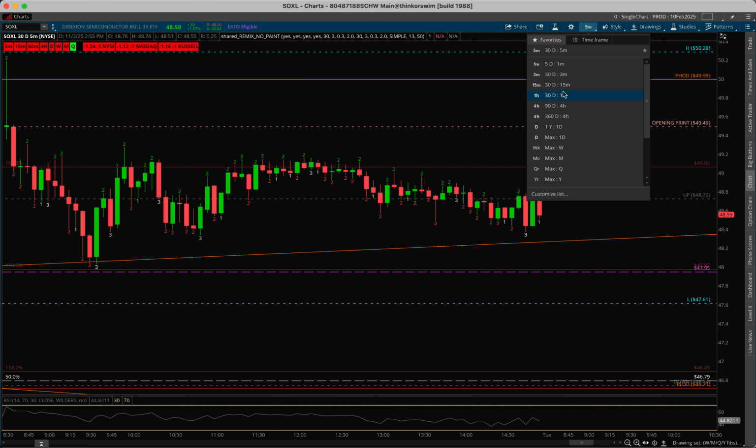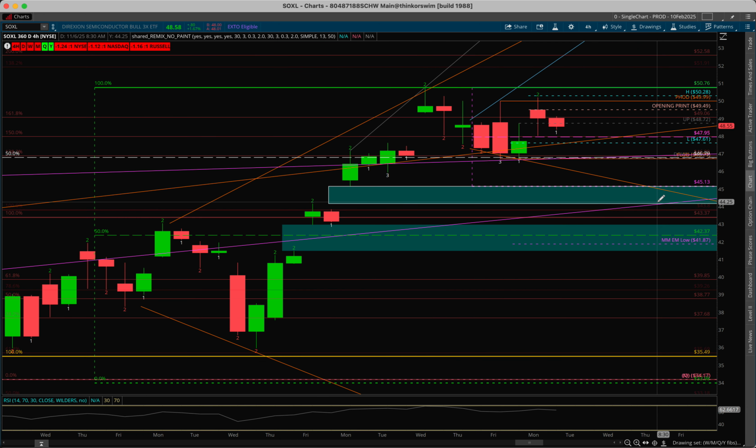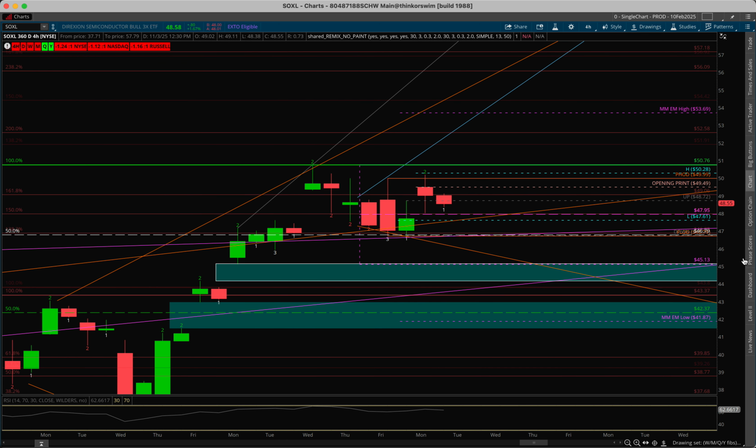Now, we did stay below the opening print, so we closed the day red and technically closed the week red because this is the first day of the week. So those two are going to mirror each other.